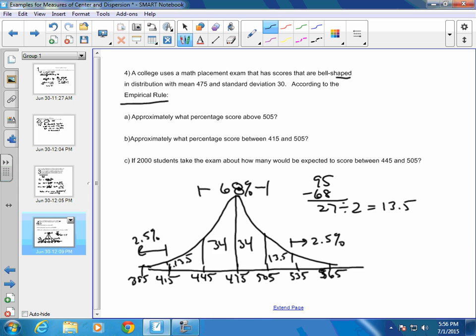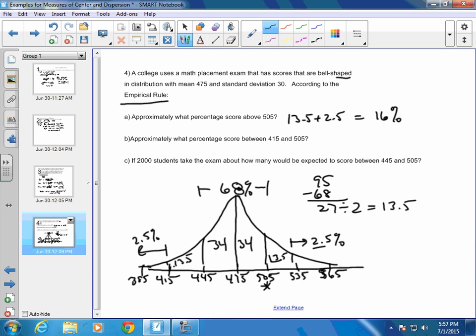Now, approximately what percentage scored above 505? Well, there's 505. We have 13.5 and then 2.5. So that should be 16%. About 16% of the students score above 505.